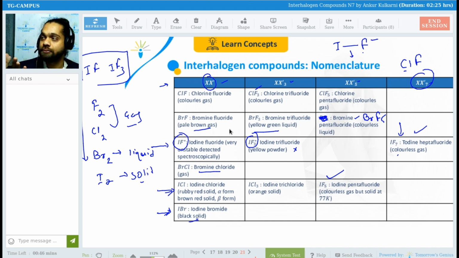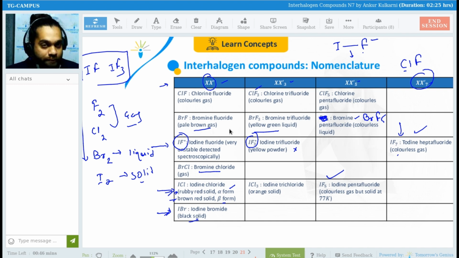So similarly, even your ICl, even your iodine chloride, also shows allotropy. So we have two forms of ICl. One is the alpha form, one is the beta form. In that also, the alpha form is red in color and the beta form is brownish red in color. So alpha and beta are the allotropes of ICl.